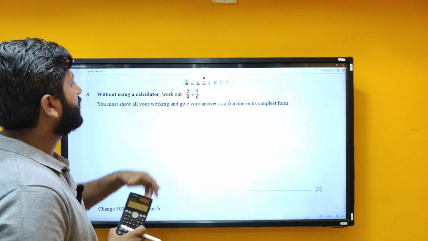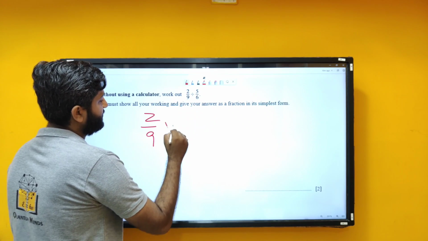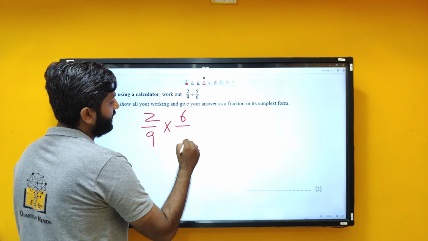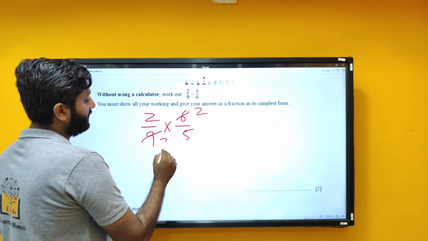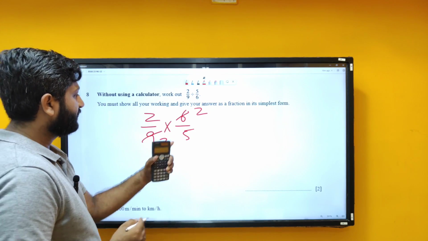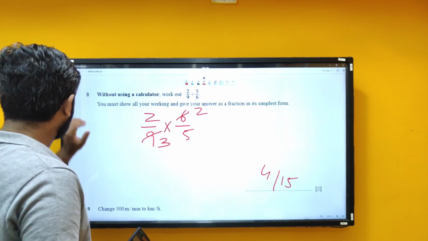Without using a calculator, work out 2/9 divided by 5/6. So let us convert it into multiplication. 3 2s are 6, 3 3s are 9, 2 2s are 4, 4/15. So the answer is 4/15.